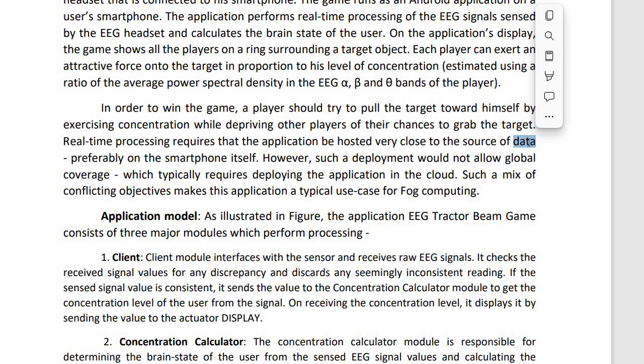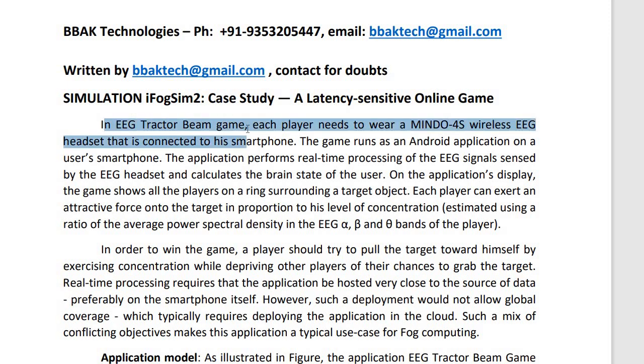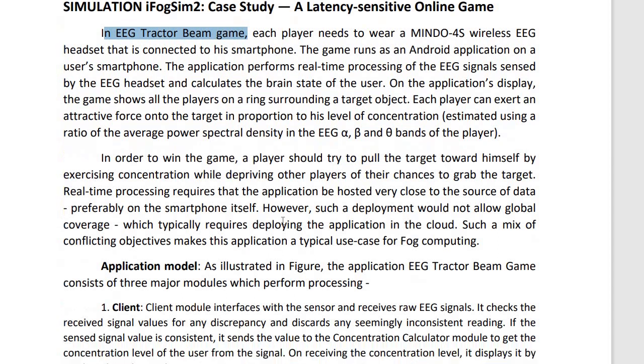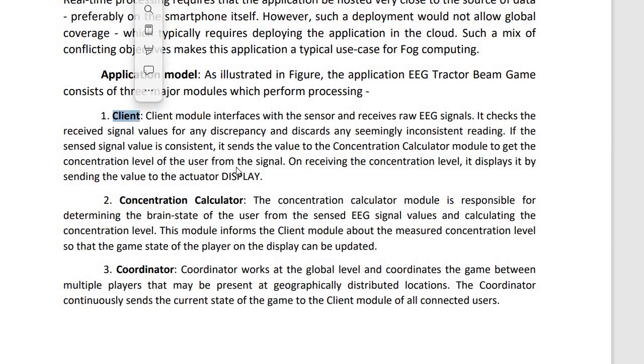In this application we divide it into modules, three modules here: EEG, tractor beam, game. So we modeled the application into three models. One model is called the client. The client model's responsibility is to collect the output of the headset, meaning the brain's data, and after collection, that data needs to be filtered for noise. We have to remove the noise from the data collected from the headset. After cleaning the data, it should be sent to another model, and that model is responsible for computing the concentration and strength of the concentration. That model is called the concentration calculator.